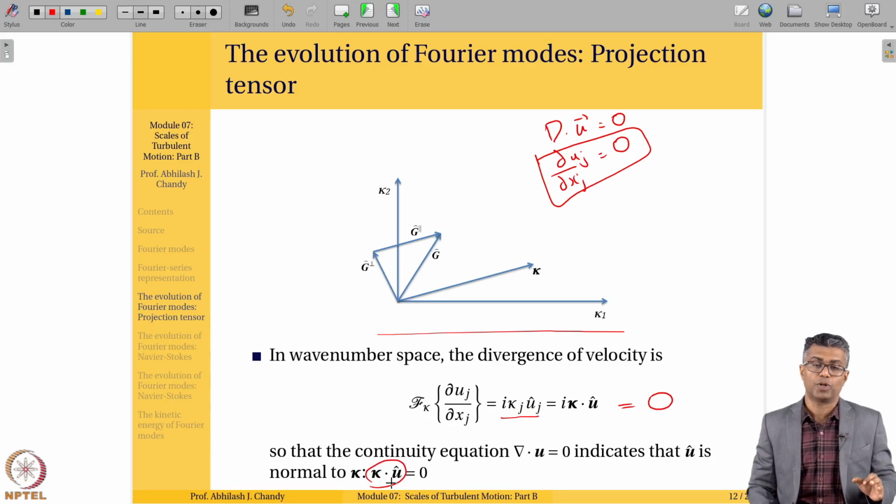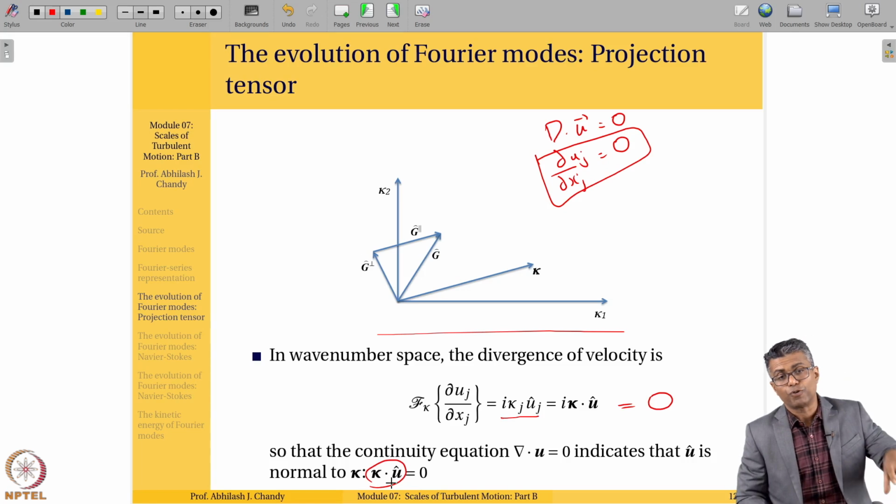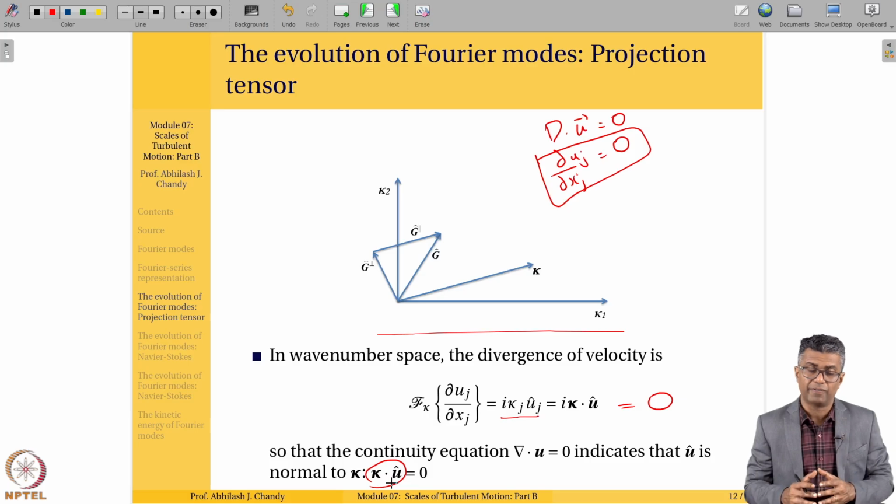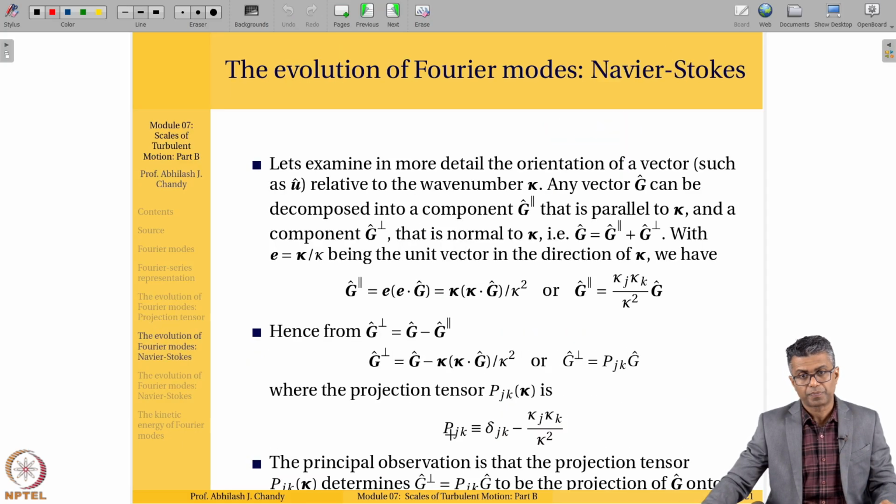This is your continuity equation in Fourier space. Kappa dot u is equal to 0. That's what you have done here. You have used the expression related to the Fourier transform for derivative, and you have applied that to the continuity equation, and now you have the continuity equation in Fourier space, which is kappa dot u is equal to 0. That happened because you took a Fourier transform of del uj by del xj, isn't it? So the continuity equation is set.